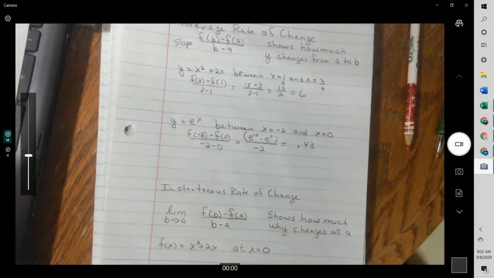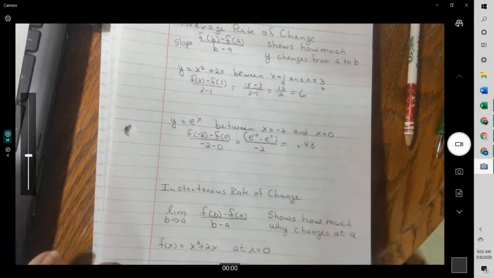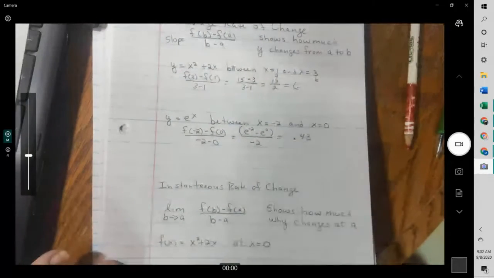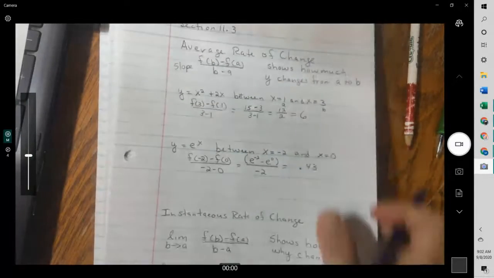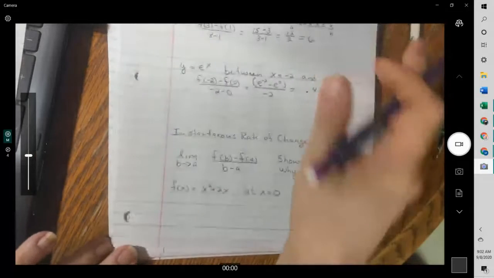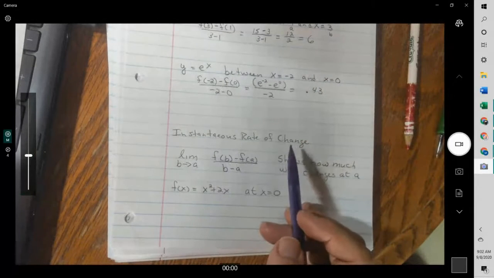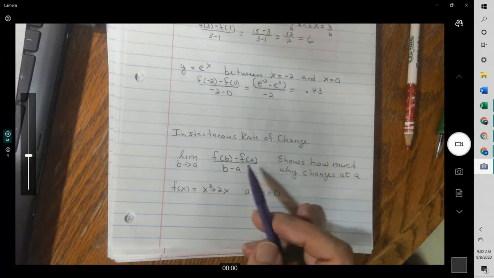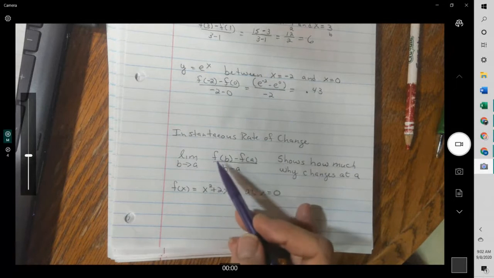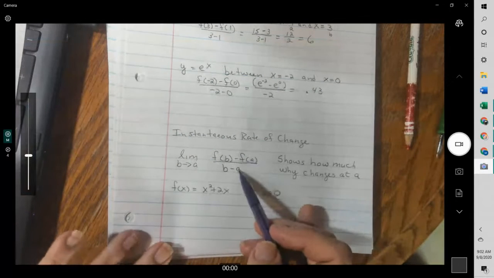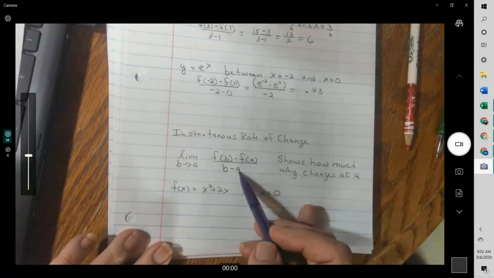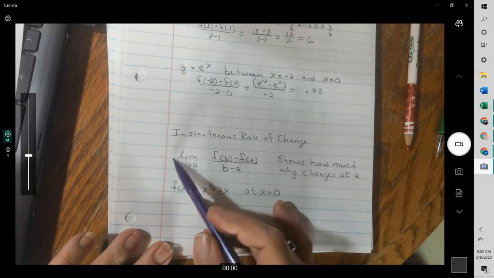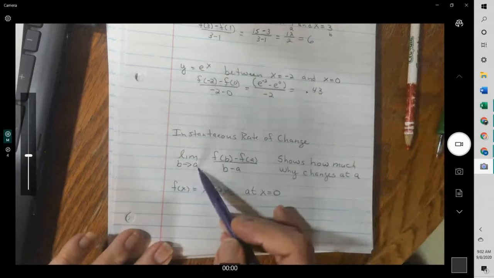But rate of change between two values is just your slope. But we can also see what happens at one value. That's called instantaneous rate of change. It's telling you how it's changing at that 1 unit. And it uses the same formula, but you're only given one value, the A. And so then we have to find the limit as B approaches that value.